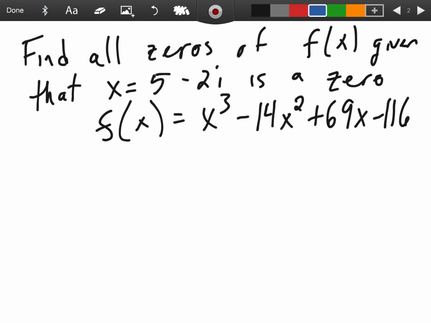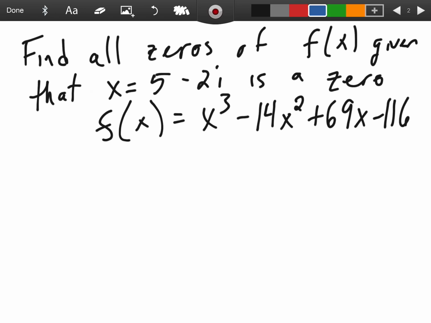So we're going to run through this example problem. We are going to find all zeros of f of x, given that x equals 5 minus 2i is a zero of the function. All right, and we have the function given below. f of x is equal to x cubed minus 14x squared plus 69x minus 116.